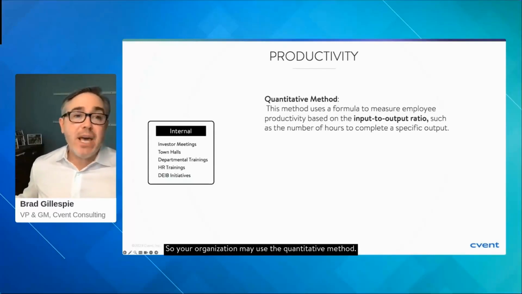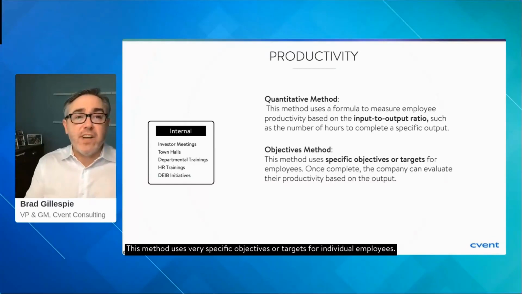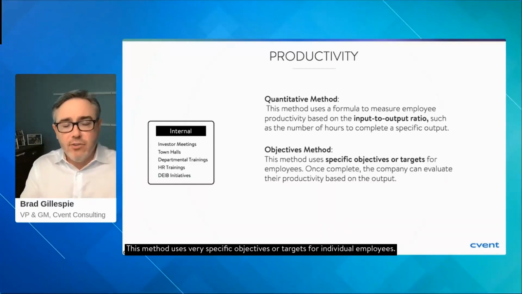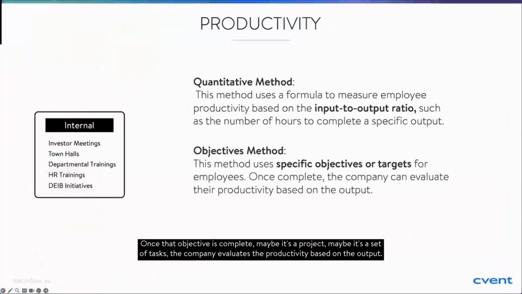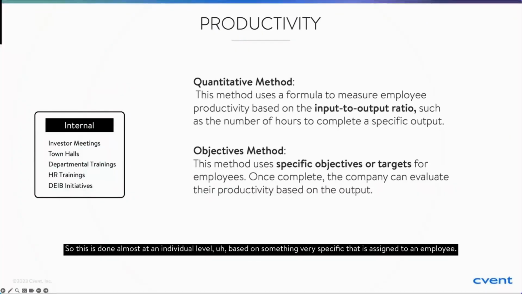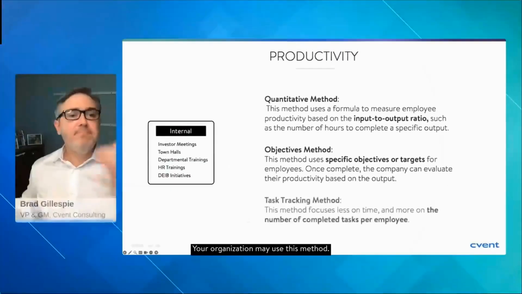So your organization may use the quantitative method. The second method is the objectives method. This method uses very specific objectives or targets for individual employees. Once that objective is complete, maybe it's a project, maybe it's a set of tasks, the company evaluates the productivity based on the output. So this is done almost at an individual level based on something very specific that is assigned to an employee. Your organization may use this method.